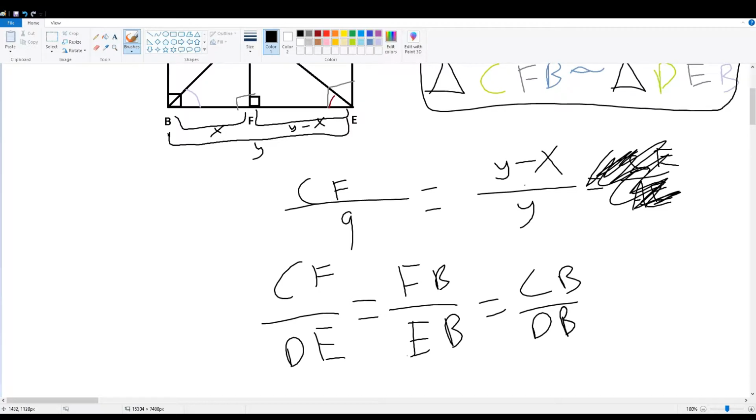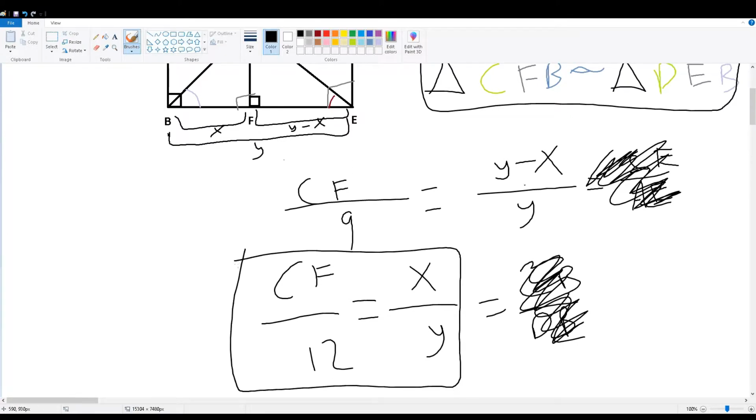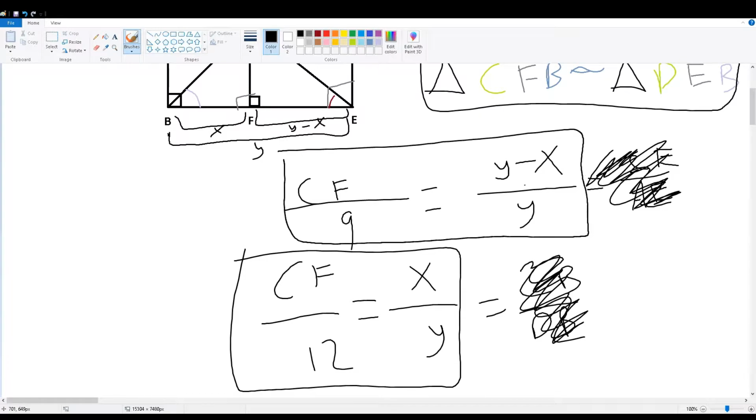Now let's substitute the values. DE is going to be equal to 12. FB is going to be equal to X. EB is going to be equal to Y. And the last one, we can't substitute anything, so it is useless. We have these two statements right here, and we can see that both of these share a common denominator.